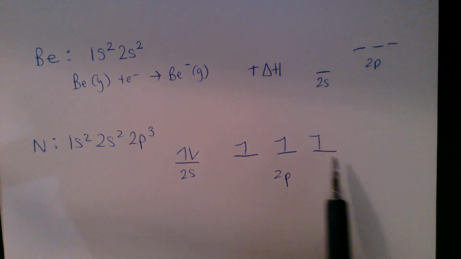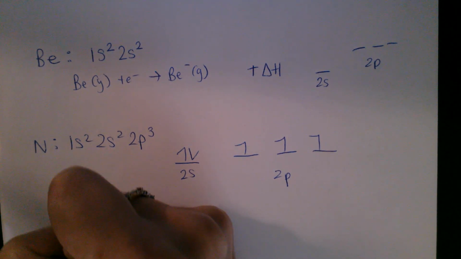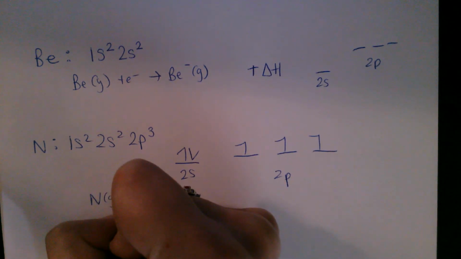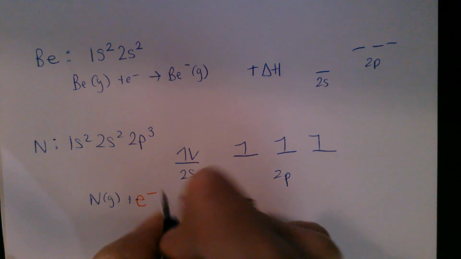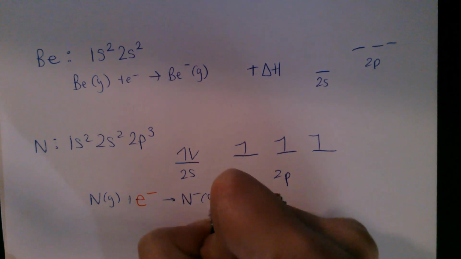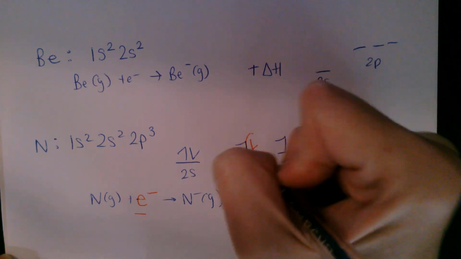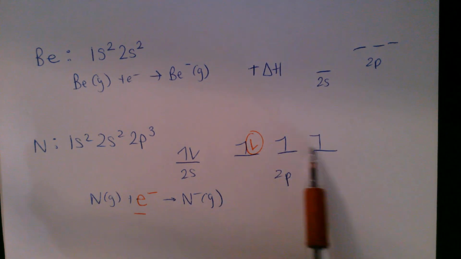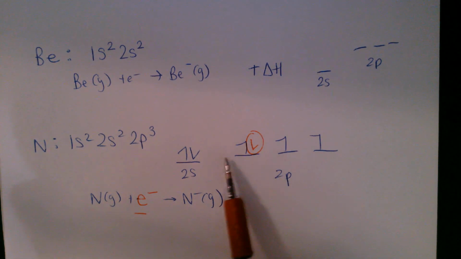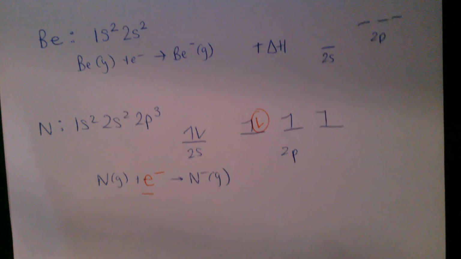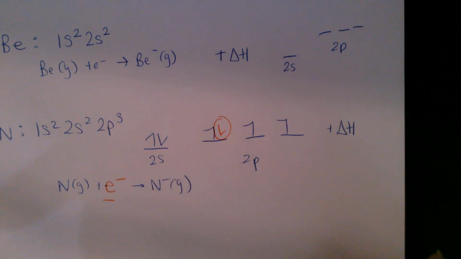So now you're going to add an electron. To go from N gas plus that electron to N minus gas, the electron that we would add would be this one. So you're going to have to take something that's already pretty stable, put in one electron spin down, and pair it. That's why this one has a positive delta H. So nitrogen's the only one.